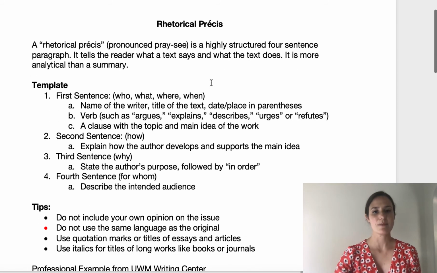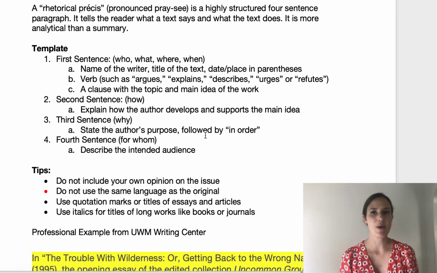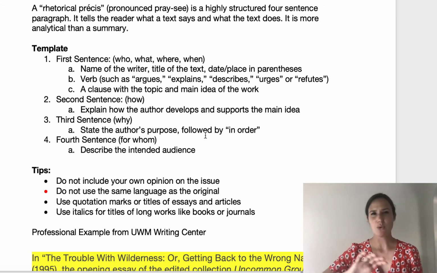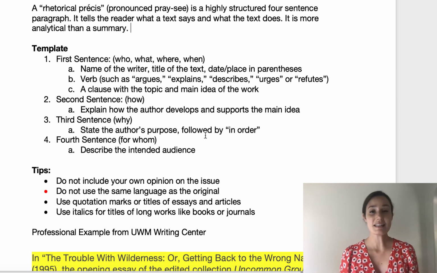A couple of tips. You don't want to include your own opinion on the issue. So let's say the writer is writing an essay about automation. This is not the place to include your personal thoughts on automation. You don't want to use the same exact language as the original. So you really should not be doing lots of cutting and pasting from the original text. In an essay, of course, you want to provide quotations. You want to integrate quotations from the text.